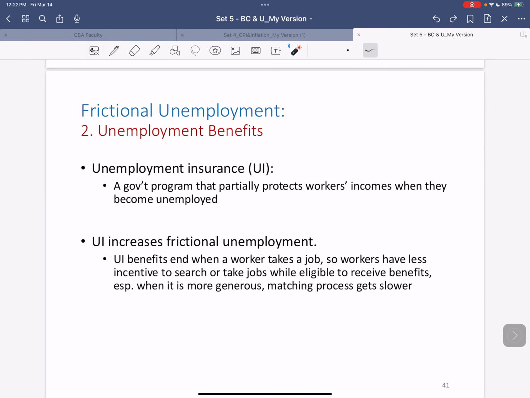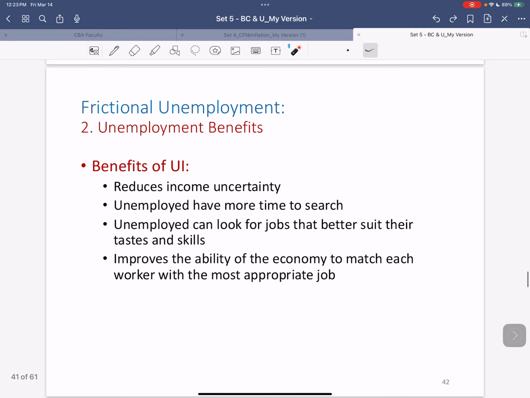The second source of frictional unemployment is unemployment insurance. It is a partial protection against job loss. Not everybody gets unemployment insurance. For example, the unemployed who quit their job, got fired for cause, or just entered the labor force are not eligible. Typically, unemployment insurance is 50% of former wages for 26 weeks. This insurance is often increased in national downturns, and that was especially true during the coronavirus pandemic in 2020-2021.